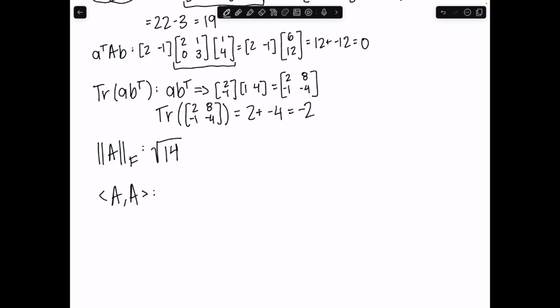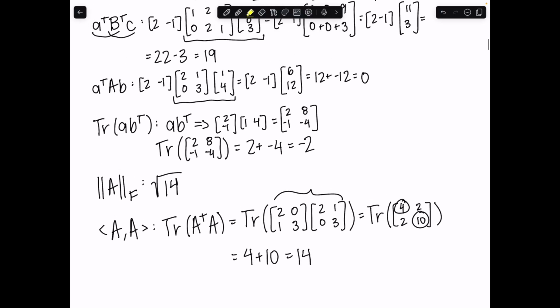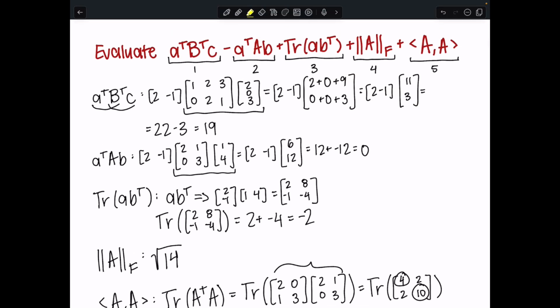The matrix inner product of A and A is the trace of A transpose and A, which means that we're doing this. So first, let's start by getting the dot product of these two matrices. And that will be 4, 2, 2, 10. So the trace of this is just 4 plus 10, which equals 14.